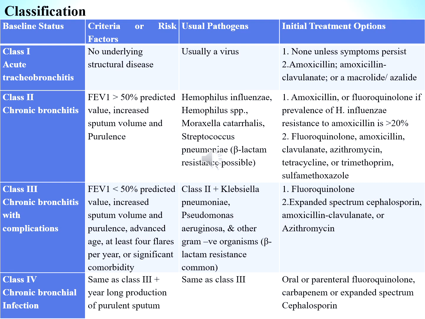In the case of class 4, chronic bronchial infections are there. Same as class 3, then year-long production of purulent sputum is there. Usually the pathogens isolated are Klebsiella pneumoniae, Pseudomonas aeruginosa, and other gram-negative organisms, same as those of class 3. Then oral or parenteral fluoroquinolone, carbapenem or expanded spectrum cephalosporins can be included in class 4.